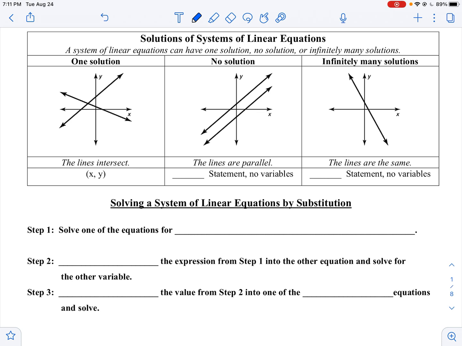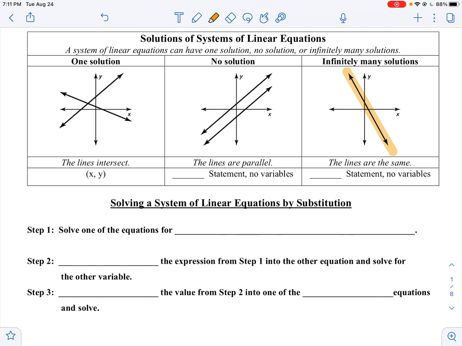Well, graphically, no solutions looks like parallel lines. They never cross, they're never equal. And infinitely many solutions happen when I have one line right on top of the other. They touch at an infinite number of points, so they have infinitely many solutions.